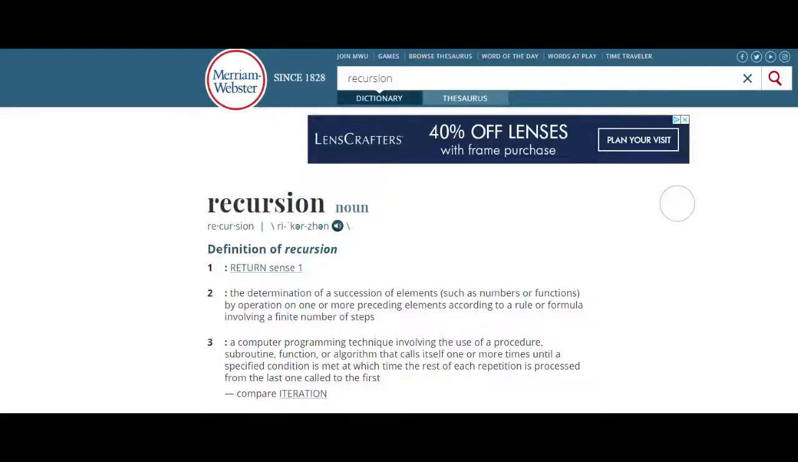Recursion. The Merriam-Webster dictionary defines recursion as a computer programming technique involving the use of a procedure, subroutine, function, or algorithm that calls itself one or more times until a specified condition is met, at which time the rest of each repetition is processed from the last one called to the first.